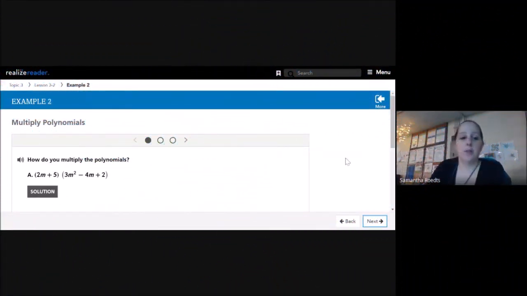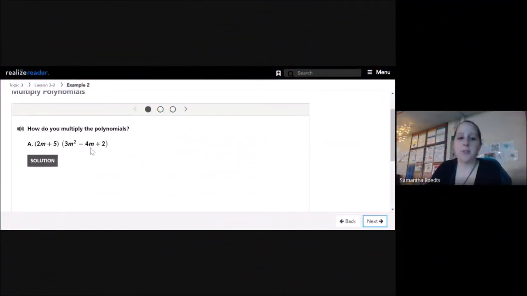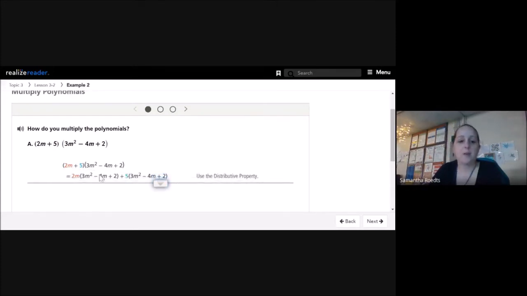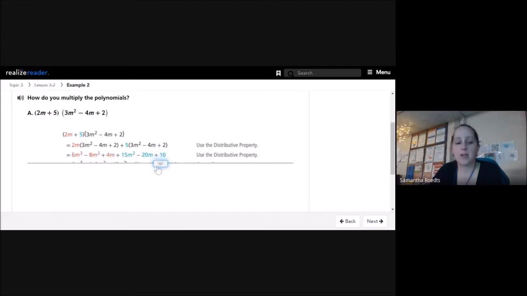All right, example number 2, multiplying polynomials. How do you multiply the polynomials? Okay, so I have 2m plus 5 times the quantity 3m squared minus 4m plus 2. So just like we've used the distributive property in the past, we're going to use the distributive property again. I'm going to multiply 2m times this polynomial, and I'm going to multiply 5 times this polynomial. Then I'm going to add everything together, get all my like terms together.